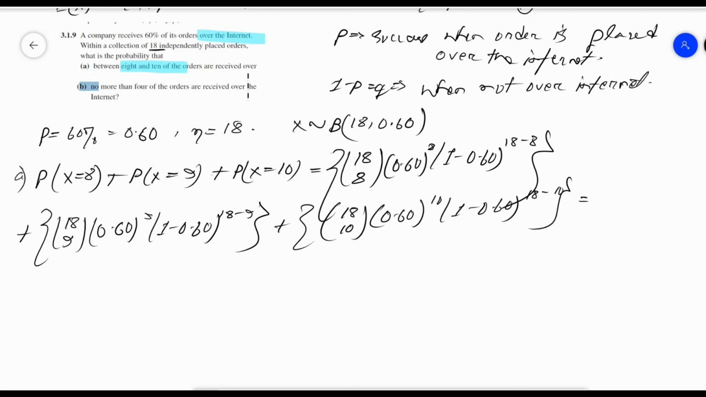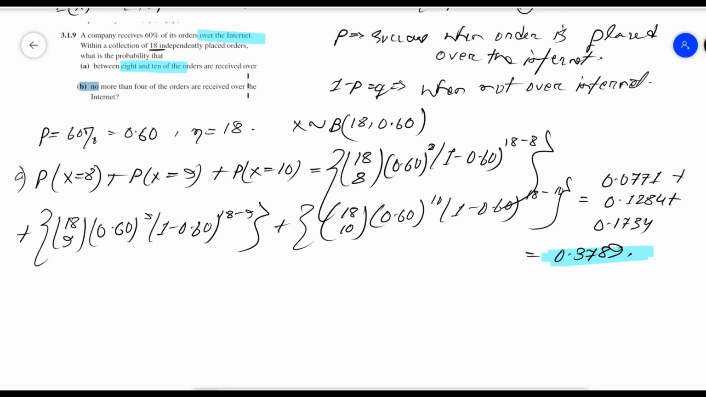So if we add up all this together, it can be done easily using the calculator. We'll get 0.0771 plus 0.1284 plus 0.1734. Total equals 0.3789. So this is the probability of getting orders between 8 to 10 through the internet.